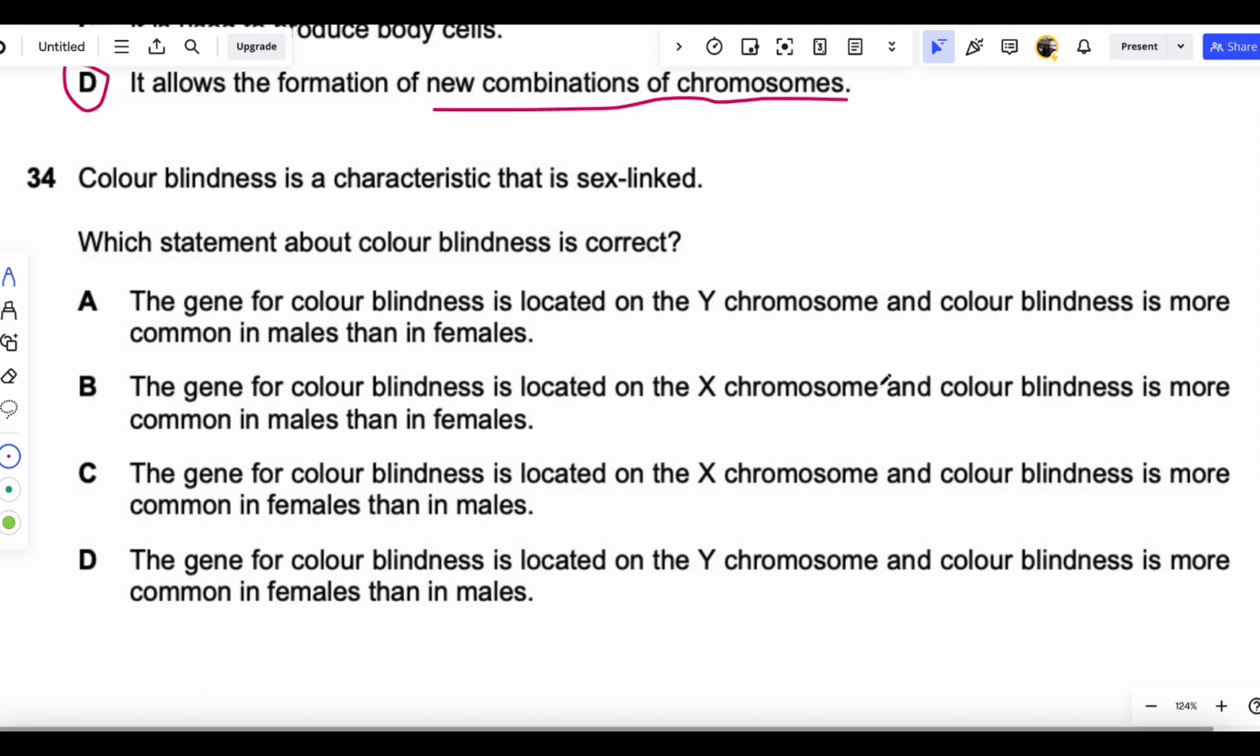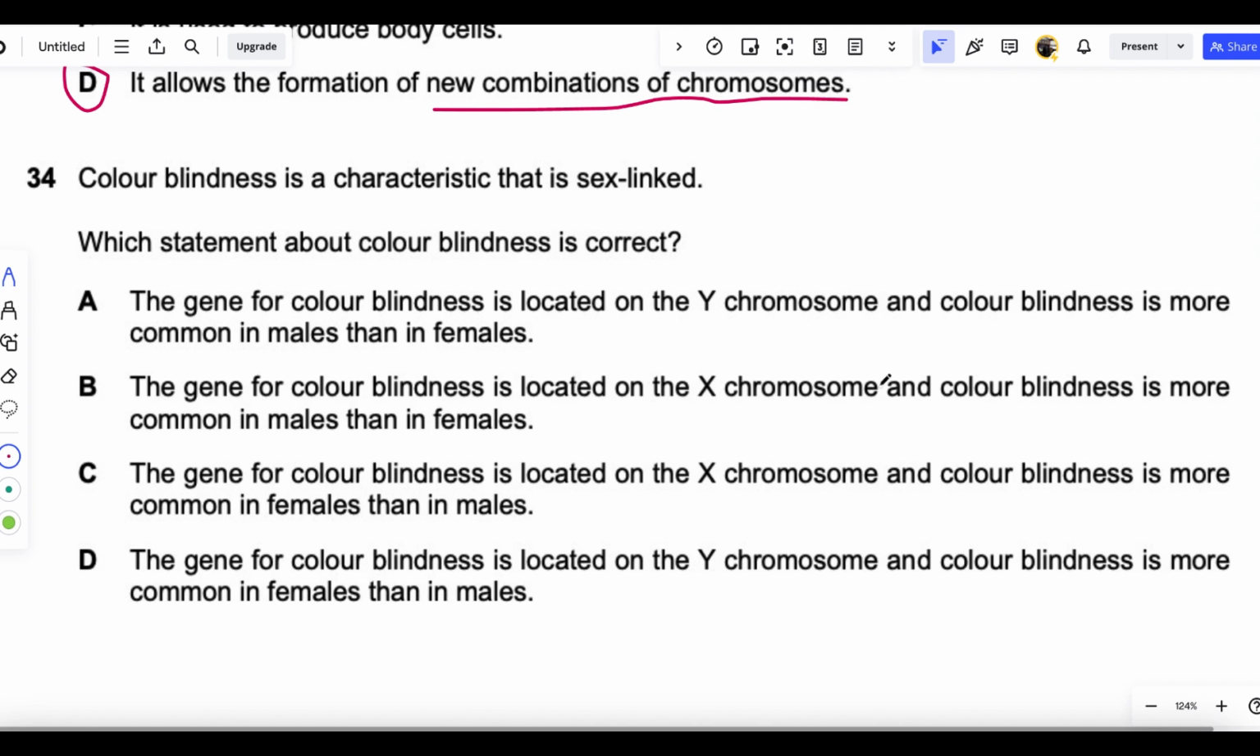Now we go to question 34. Color blindness is a characteristic that is sex-linked. Which statement about color blindness is correct? A. The gene for color blindness is located on the Y chromosome, and the color blindness is more common in males than in females. No.